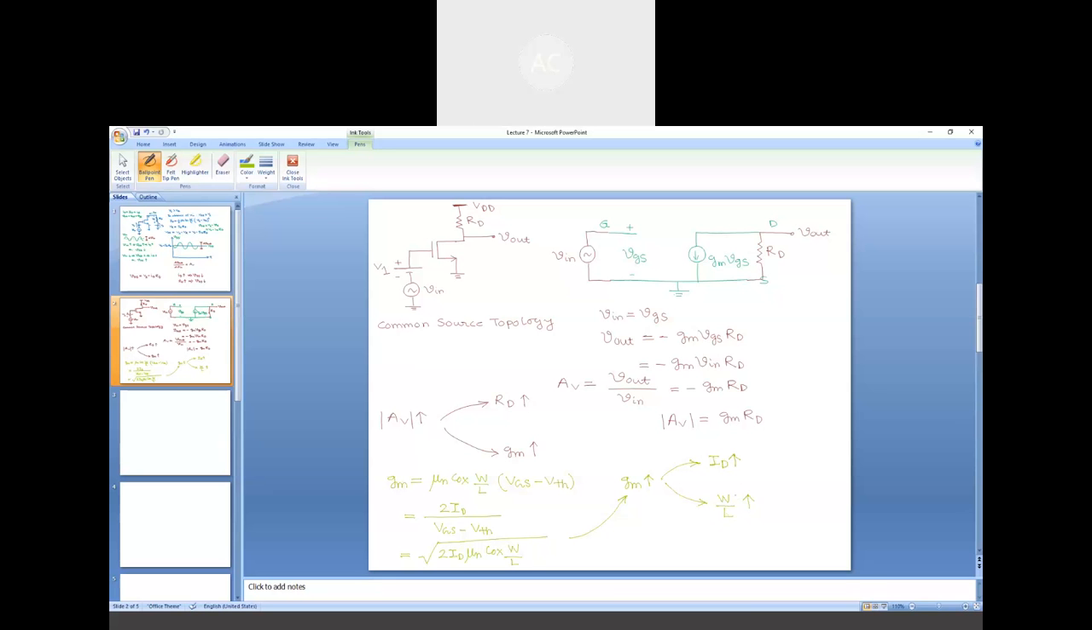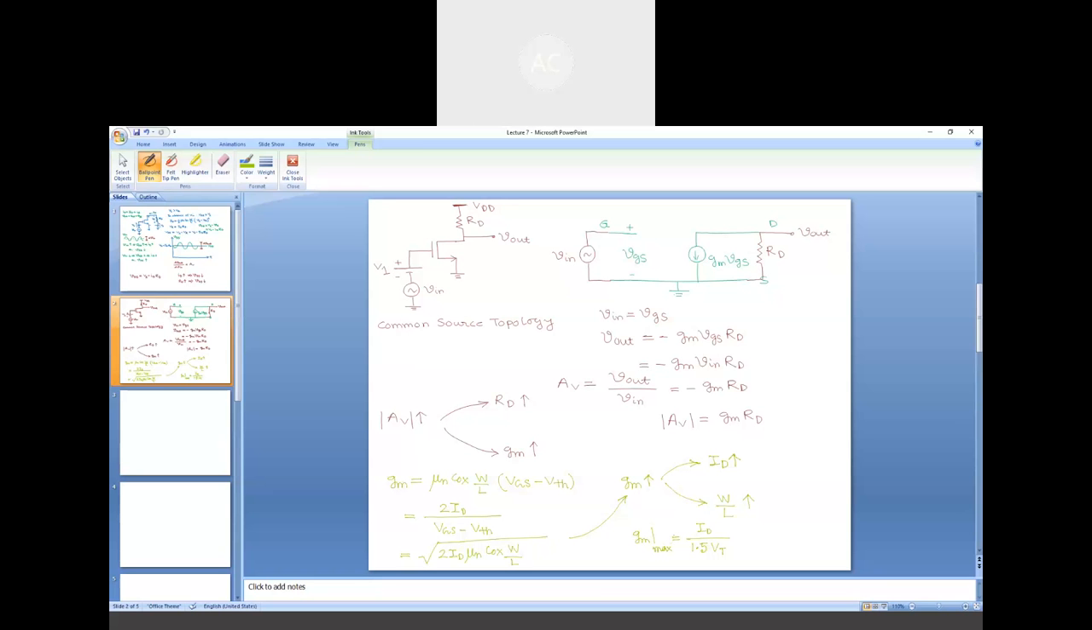But here also you have a certain limitation. You cannot increase W by L indefinitely, because if you go on increasing W by L, the value of gm will not be increased accordingly. In other words, this particular equation of gm is valid only up to a certain range. The maximum value of gm which you may have is given by ID upon 1.5 times VT, where VT is the thermal voltage, equal to kT by q. Ultimately, the value of gm is governed by this equation. And if you operate the device at a particular temperature, then the denominator will be constant, and ultimately the value of gm is related to the drain current.